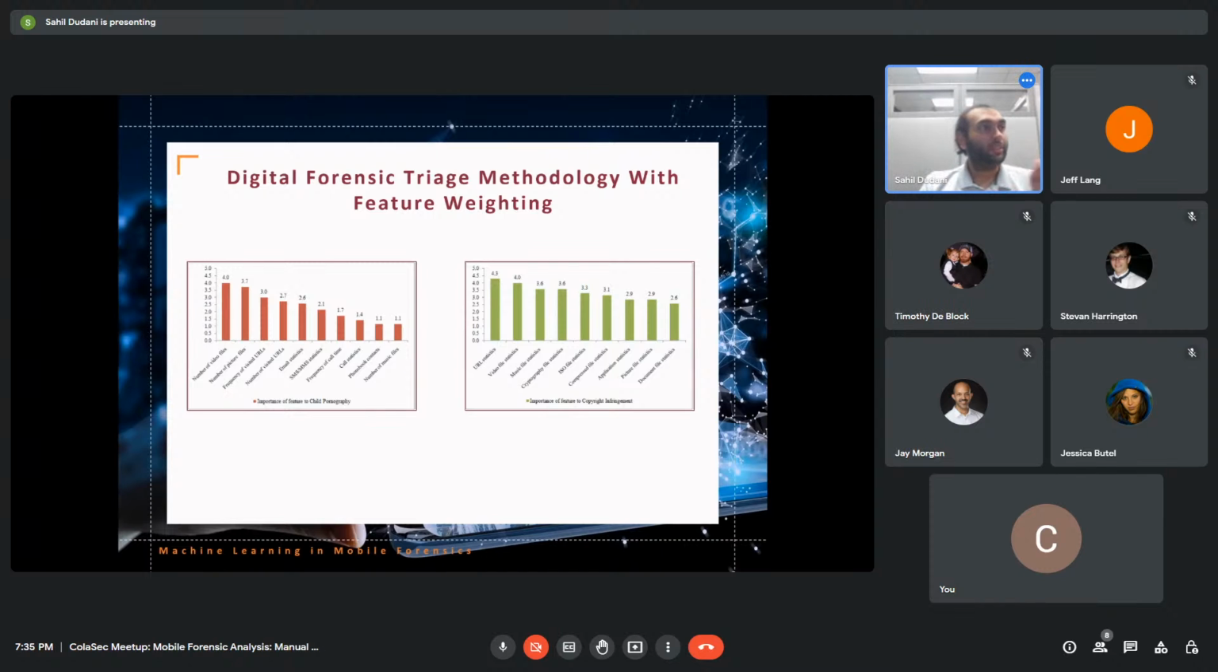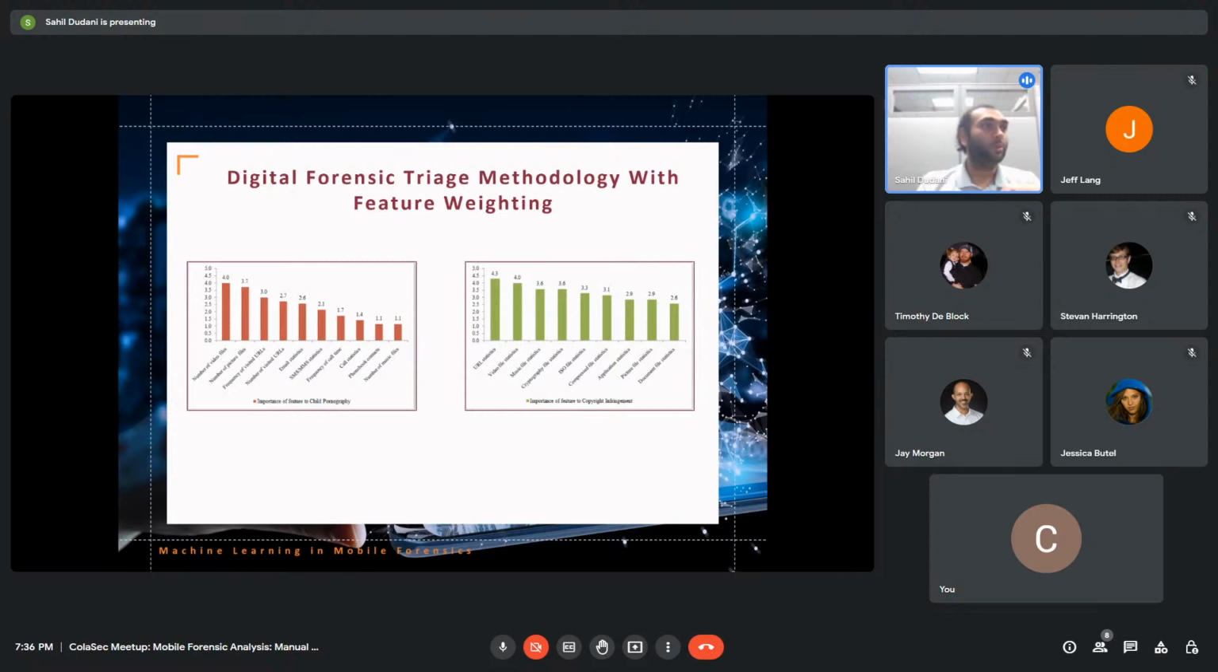On the left, you see the importance of features in the case of child pornography. I'm sorry to say that, but it shouldn't be called pornography. It's child exploitation, because it's not the right way to put it. But that's how the paper used it, so that's why you see that there. And on the right we have the importance of features for copyright infringement.